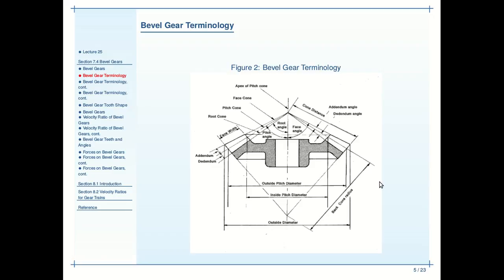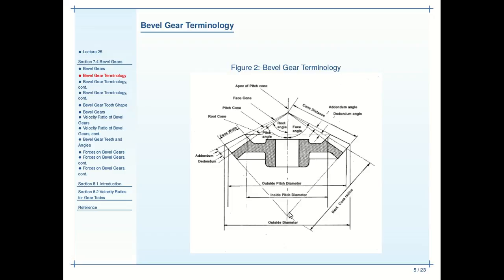Then finally, there is a back cone. The back cone is formed by the elements of this tooth perpendicular to the pitch cone elements. So this is the back cone. And there's a back cone radius. And that back cone radius is from the pitch cone where it intersects the end of the tooth out to the intersection of the back cone with the axis of rotation of the gear.